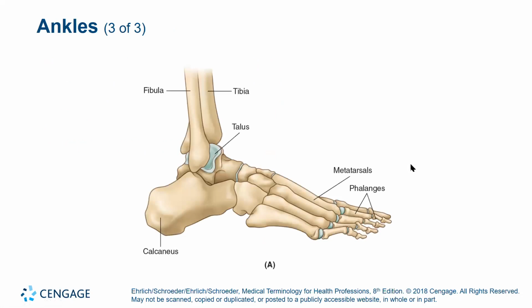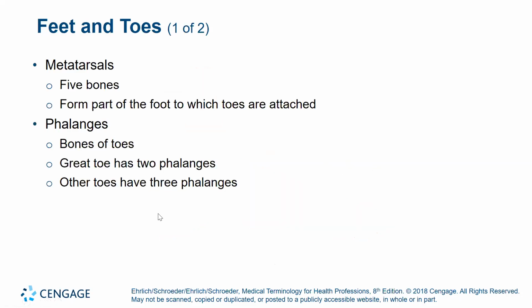And here's a lateral view of the bones of the right ankle. So here's your fibula, the tibia, talus, metatarsals, phalanges, and the calcaneus, the heel bone. Next, we have the feet and toes. So you have 5 bones, the metatarsals, that form part of the foot to which toes are attached. There are the phalanges, bones of toes. Great toe has 2 phalanges, other toes have 3 phalanges.